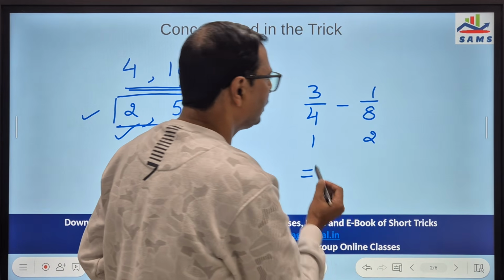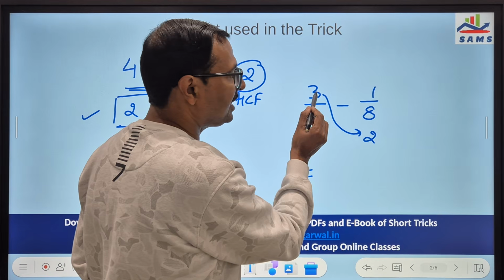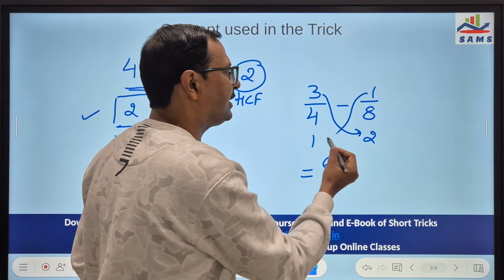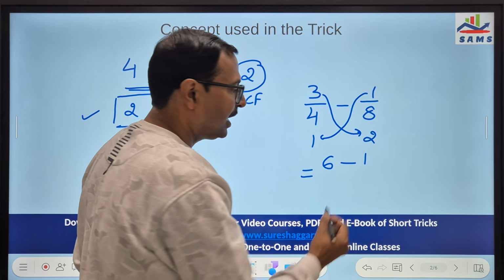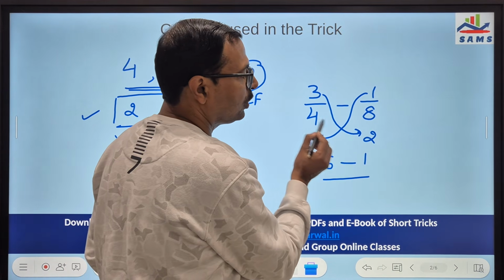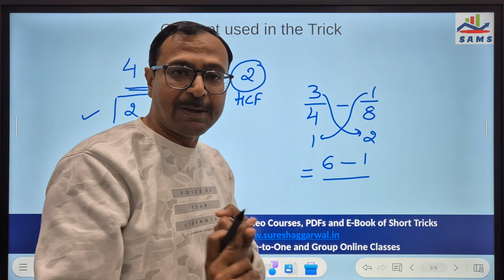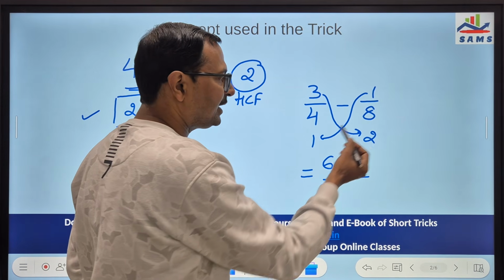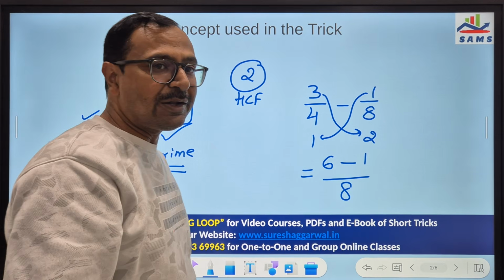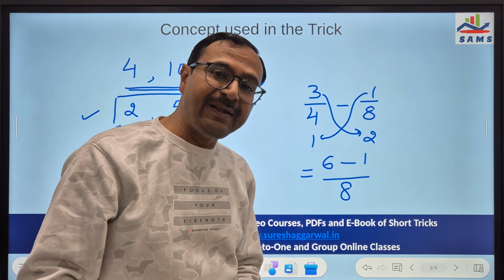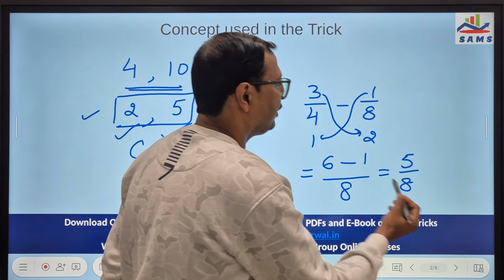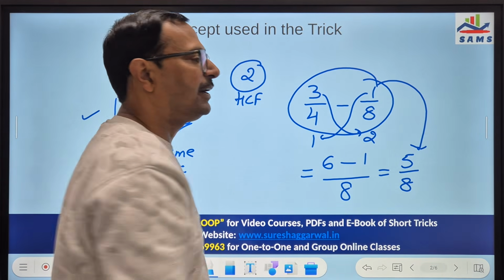So what am I going to do? This 3 will be multiplied by this number, so it will give me a 6, minus 1 multiplied by this number 1 itself. And in the denominator, a very, very interesting thing: either do 4 times 2 or do 8 times 1. You will get the same number every time. 4 times 2 is 8, 8 times 1 is 8. And that 8 actually is the LCM of 4 and 8. So you got the LCM without actually having to find it using the traditional approach. And you get the answer: 6 minus 1 is 5, so 5 upon 8 is the answer.